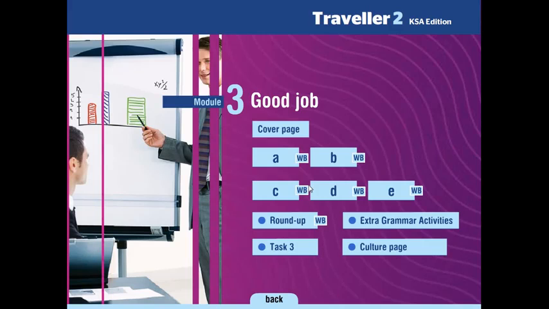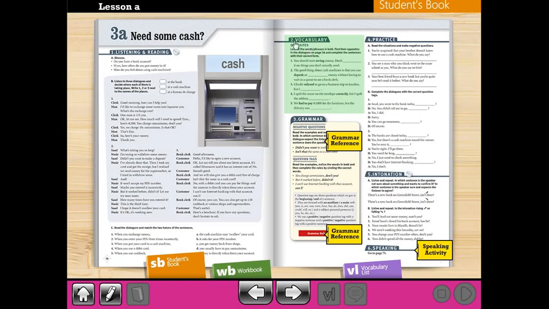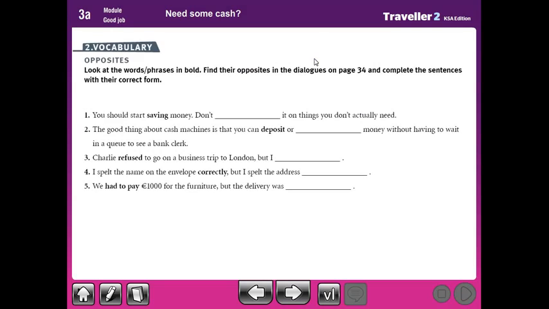Module 3. Good job. Need some cash. 3A. Need some cash. Page 35. Exercise 2, Vocabulary. Opposites. Look at the words or phrases in bold. Find their opposites in the dialogues on page 34 and complete the sentences with their correct form.